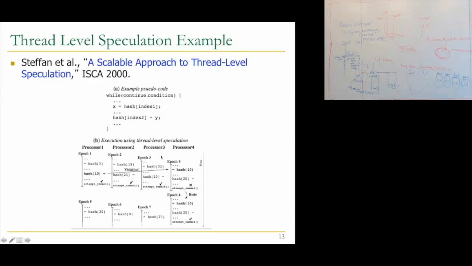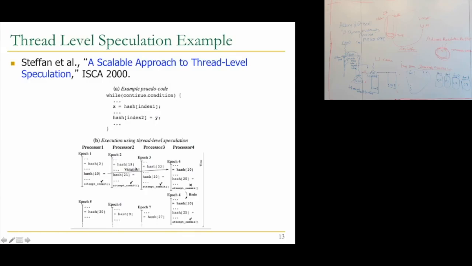How do you actually detect this violation? The idea is to use the coherence protocol to detect this violation. We'll get back to this. But assume that there is no violation. Assume that dynamically these values turned out such that no thread wrote to an index that a later thread actually read. In that case, all of these threads attempt to commit at the end of their iteration.